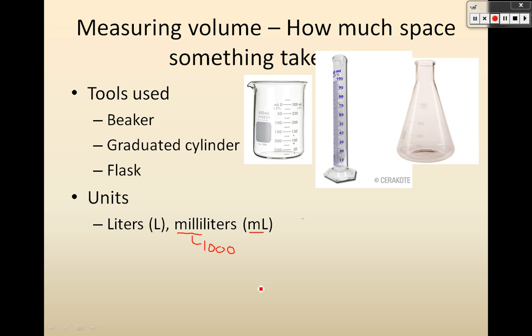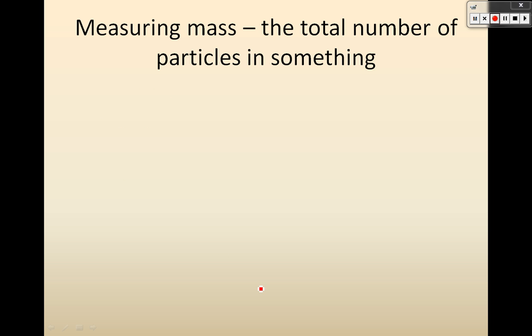So that's how you can remember that. So then, measuring mass. Mass is the total number of particles in something. And a lot of people confuse mass and weight, because here on Earth it's the same thing, but actually what's interesting is in outer space it would be different. Your mass would be the same, but because gravity is different, your weight would be different.